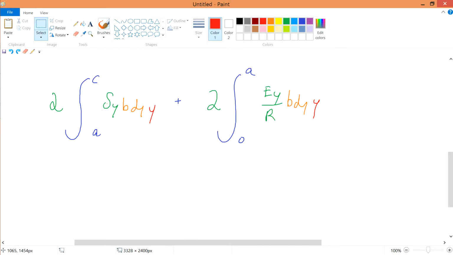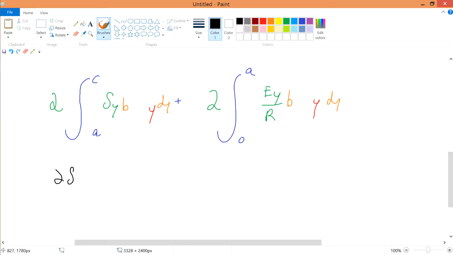Since this is dy, you can simply bring this dy over here. You can also simply bring this dy over here. This integration is in terms of dy, so you can simply bring all the constants out of the picture. Let's do it together. So 2 times the integration, I haven't yet, so we just simply factorize out my yield strength and my b first.